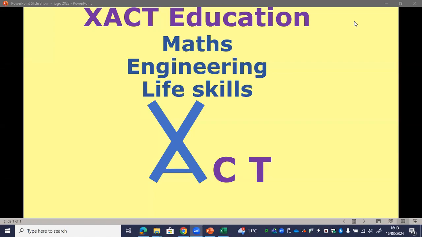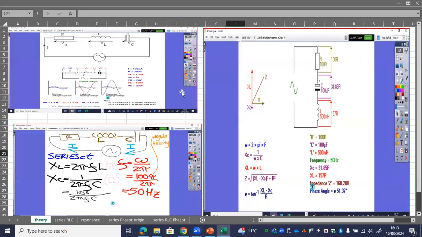Hi there. This video will demonstrate how to auto-generate a phasor diagram for a series RLC circuit through Excel. Let's go into the Excel. What we've got on this page here is explaining the theory of a series RLC circuit.